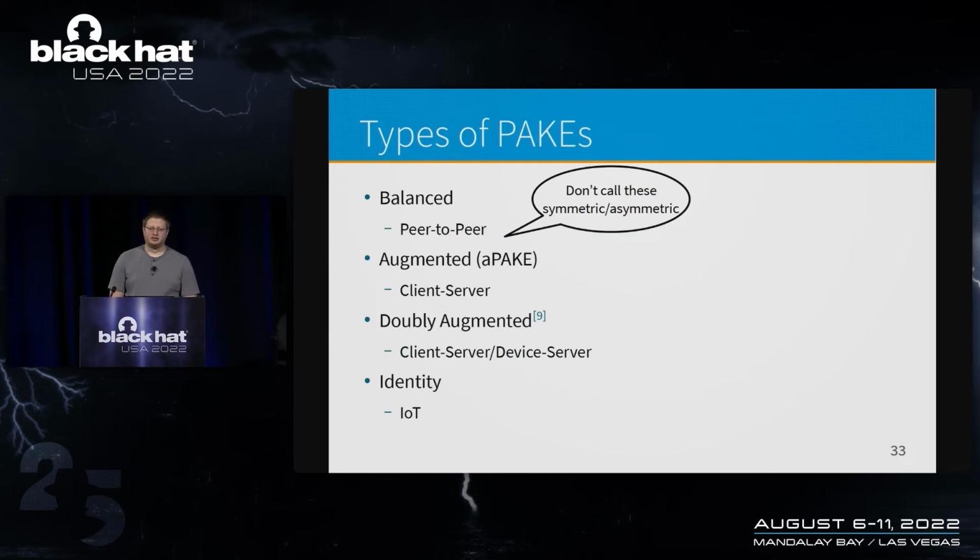So types of PAKEs. Balanced, those are peer-to-peer. So a person types in a password on one side, someone else types a password on the other. Then there's augmented, APAKE. Those are client-server. Do not call these symmetric, asymmetric. One reason is there's asymmetric and symmetric cryptography, but also it implies that there's only two types of PAKEs.